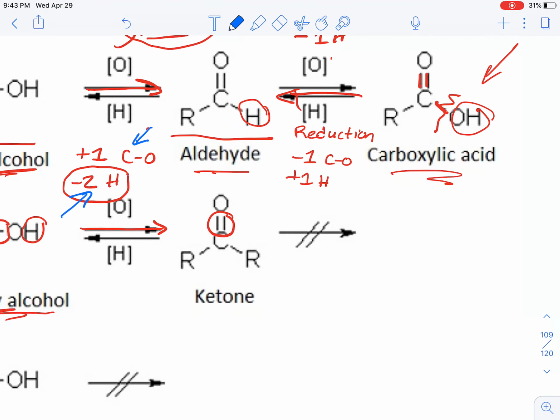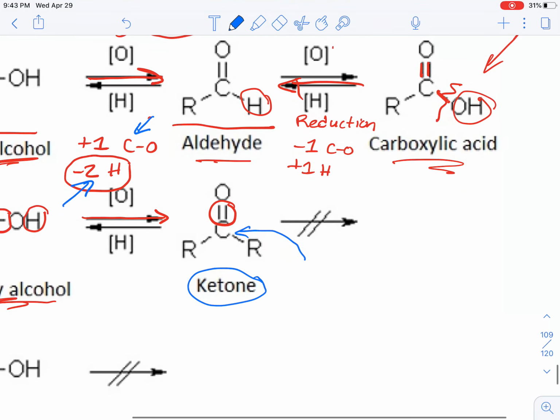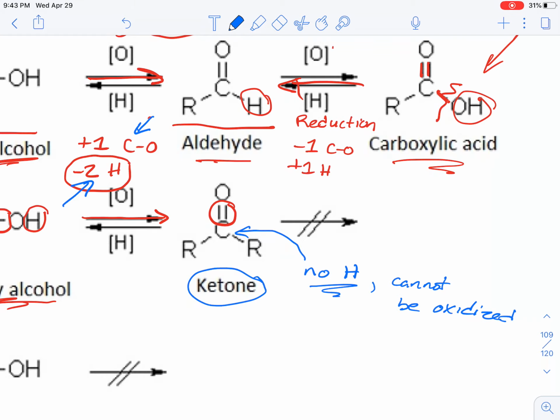And so if we have a ketone, it is impossible for it to undergo oxidation simply because there are no hydrogens left on the ketone. So there's no hydrogen left on the carbonyl carbon. So if there's no hydrogens left over in the carbonyl carbon, then it cannot be oxidized. And so therefore, there's no product.